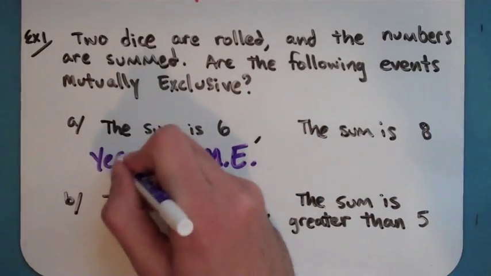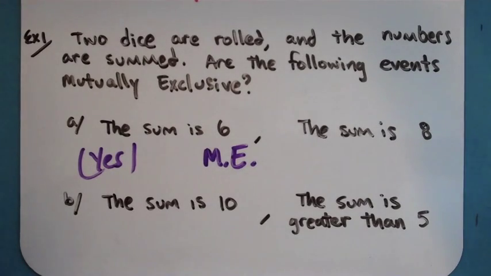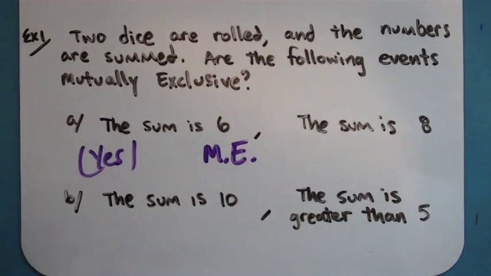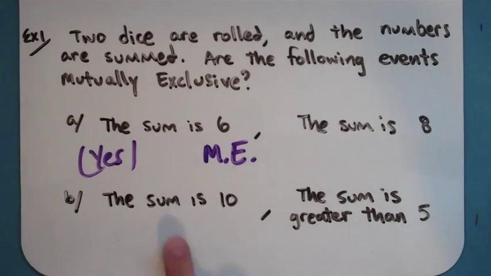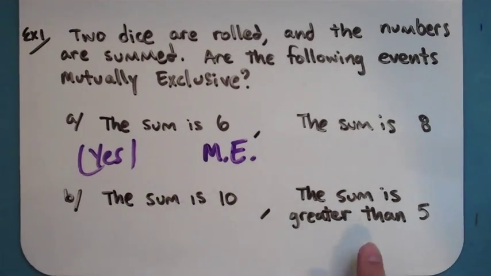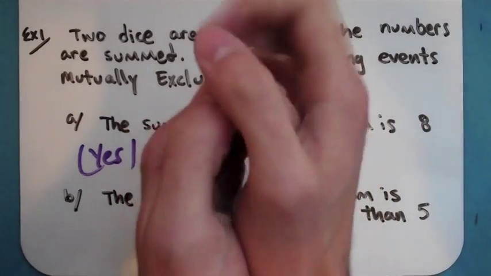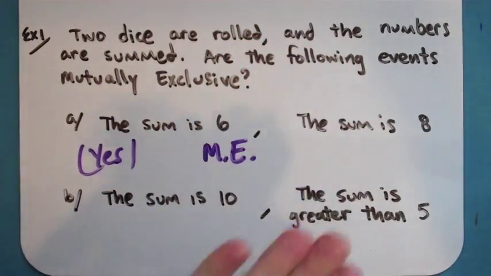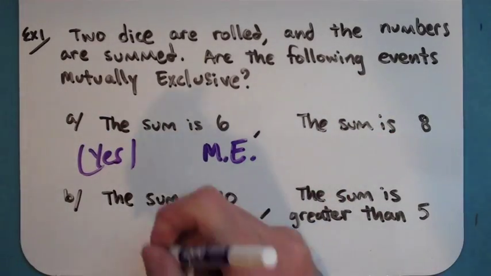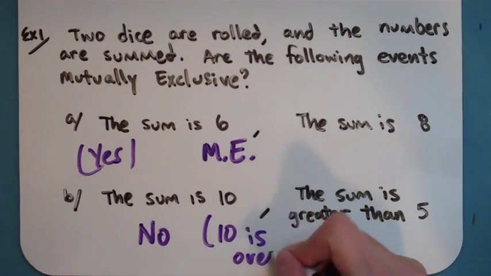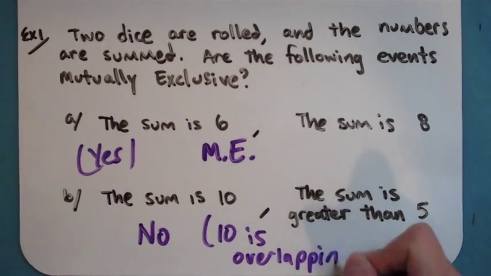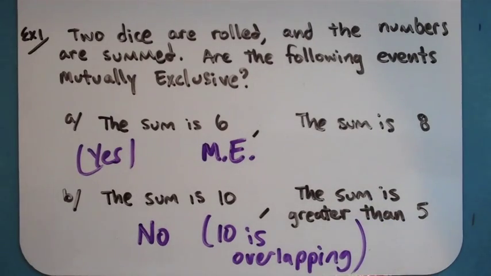The second one says, okay, we have sum of 10 over here, and we have more than 5 over here. So is there anything that counts in both? And in fact, there is. If you roll exactly a 10, it fits over here. It also fits over here. So there's overlap between the 2 things. That's not mutually exclusive. So this one is no, because 10 is in both. That's basically what's going on when you're talking about mutually exclusive events. You've got to be able to pick those out.